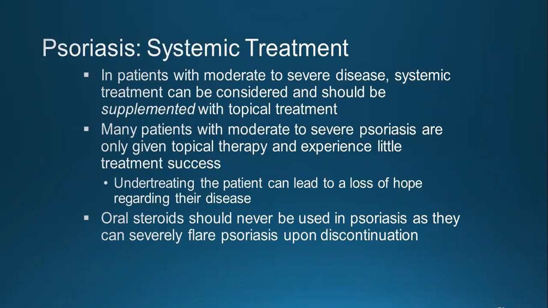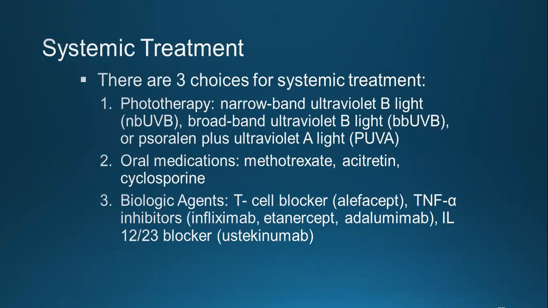Oral steroids should never be used in psoriasis, as they can severely flare psoriasis upon discontinuation and can cause the patient to go into pustular psoriasis. Yes, topical steroids are used and gradually tapered, but not systemic steroids. There are three choices for systemic treatment: phototherapy, oral medications, and the biologic agents. Phototherapy: narrowband ultraviolet B, broadband ultraviolet B, or psoralen plus ultraviolet B, PUVA therapy. Oral medications: methotrexate, acitretin, and cyclosporine.